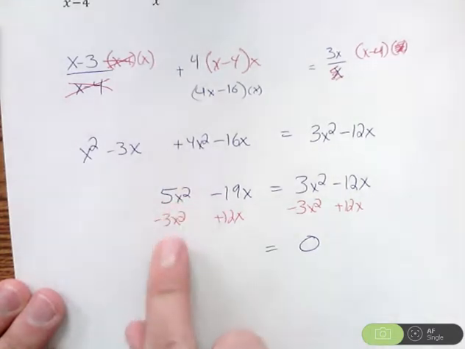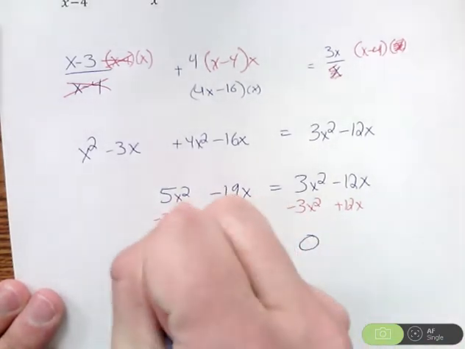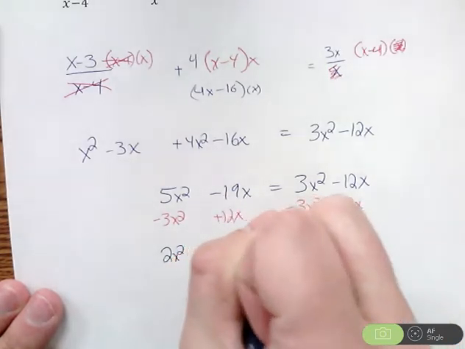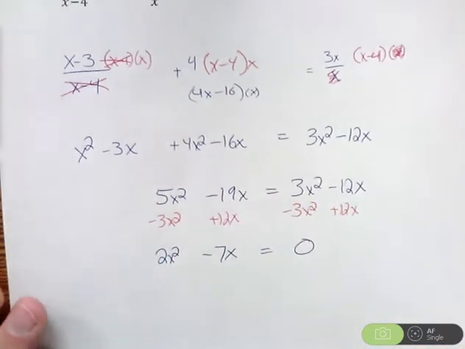So on the left side, 5x squared minus 3x squared is 2x squared. Negative 19x plus 12x is minus 7x.